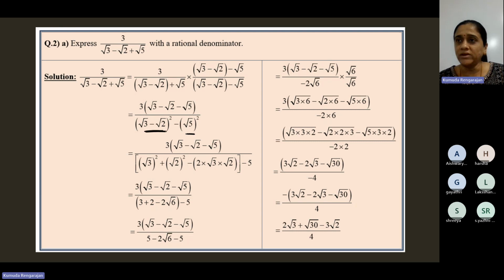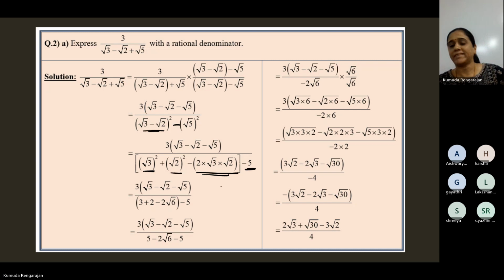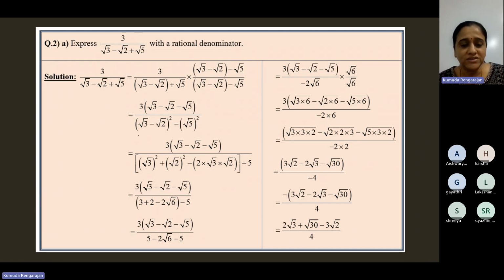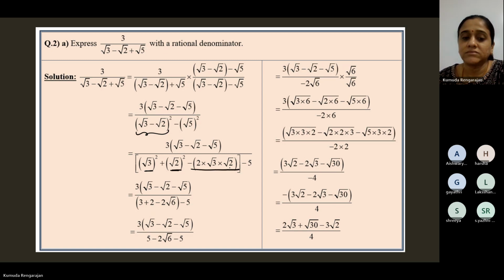So how do you simplify this one? This A square itself is A minus B the whole square. So you can see here A square plus B square minus 2AB. And minus root 5 the whole square is minus 5. In the denominator, this itself is like A minus B the whole square. So it's A square plus B square minus 2AB. And minus root 5 the whole square is 5, minus 5.